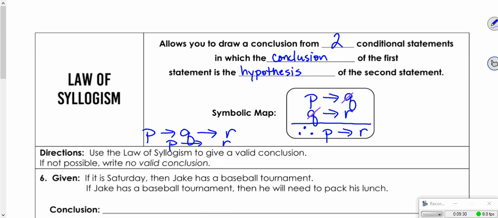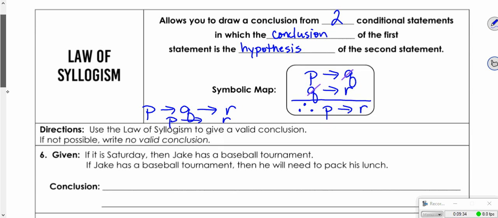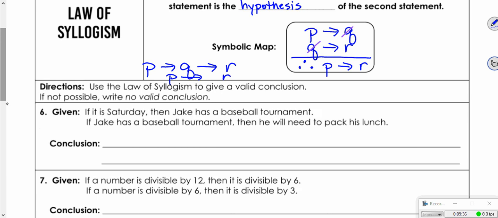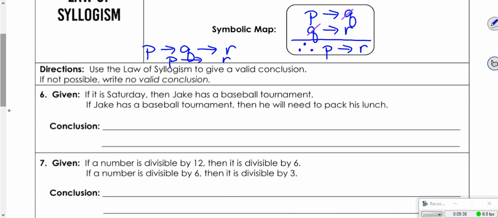Okay? So, use the law of syllogism to give a valid conclusion. If not possible, again, write no valid conclusion. If it is Saturday, then Jake has a baseball tournament. If Jake has a baseball tournament, then he will need to pack his lunch. So what conclusion can we make from that? If it is Saturday, then Jake will need to pack his lunch.